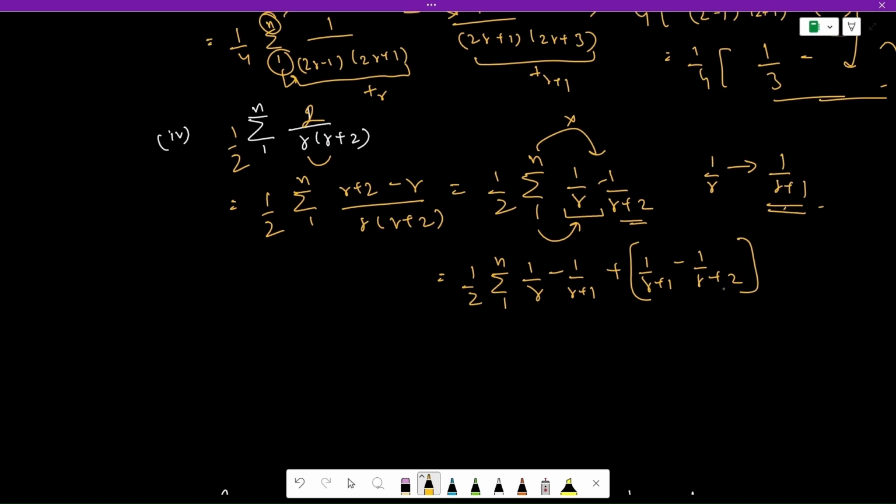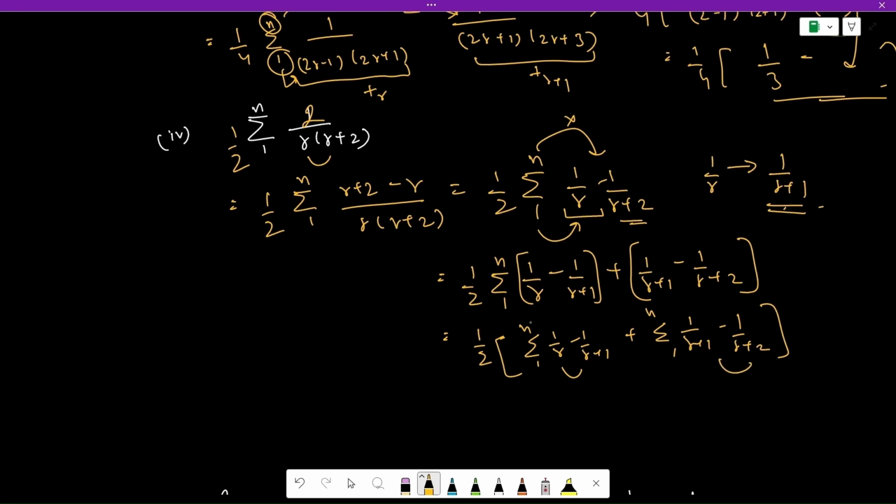Now treat this as one series, and this as another series, and then we will just separate this summation into both of them. So this will be 1 by 2 into summation of (1 by r minus 1 by r plus 1) from 1 to n, plus summation of (1 by r plus 1 minus 1 by r plus 2) from 1 to n. Now we can just put the limits. As you can see, these are consecutive terms and this is also consecutive terms. So put n here, 1 here, similarly n here and 1 here. Now you can solve it and get the answer.